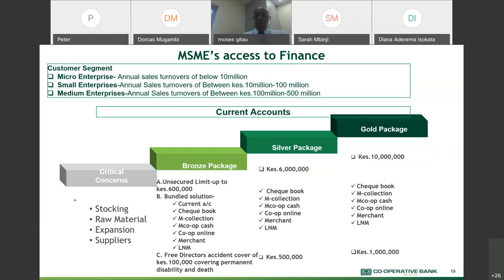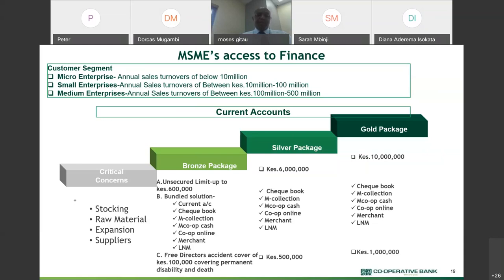And a critical one, which is now an acceptable mode of payment, is Lipa na M-Pesa. On each of those packages, you are able to terminate your receipts on Lipa na M-Pesa directly into your Co-op Bank account, in real time. So you can immediately terminate all the payments you are getting through Lipa na M-Pesa into your Co-op Bank account, and maybe move payments from there. And then Co-op Cash would also help you move money in and out of the account.